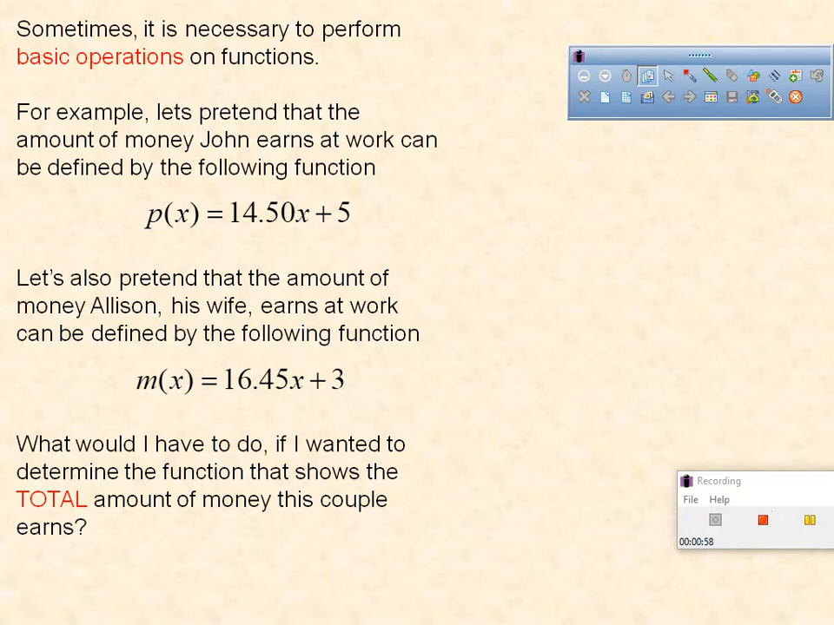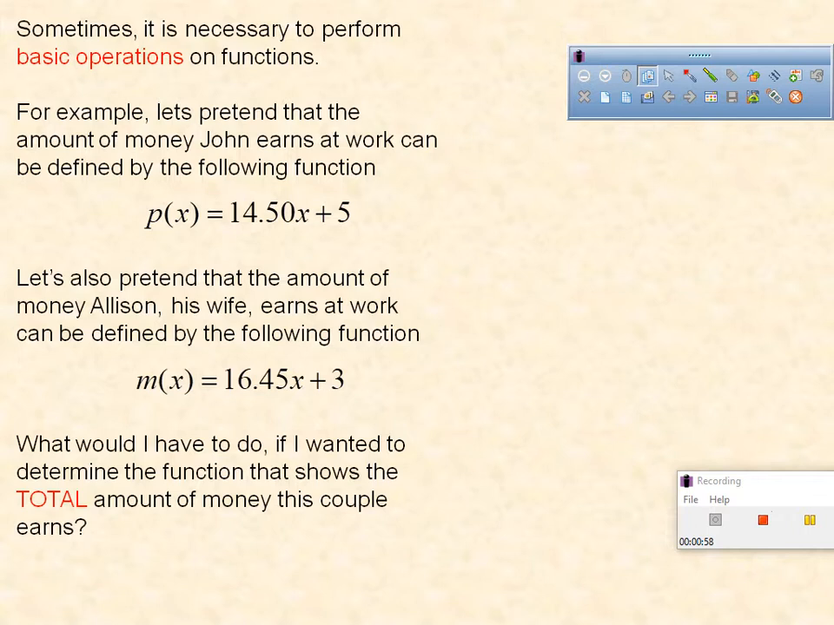Well, that basically says that Allison makes about $16.45 an hour, so she makes more per hour than her husband, but she only gets a base pay of $3 as opposed to her husband's base pay of $5. Well, each one of those represents a unique function to each of those people. What if I wanted to determine the function that shows the total amount that this couple brings home? Well, if I wanted to find the total, then all that means is I would do what with those two functions? Add them, right? So sometimes it's necessary to add functions together.